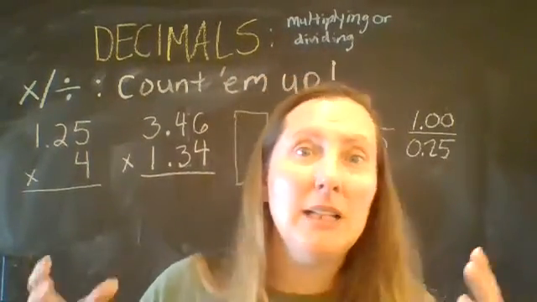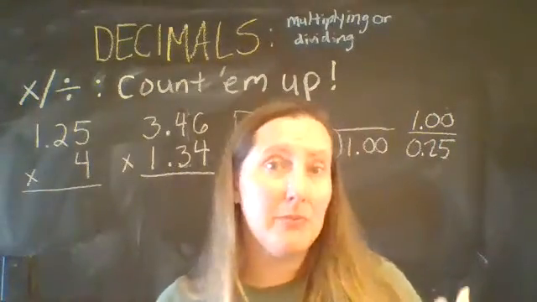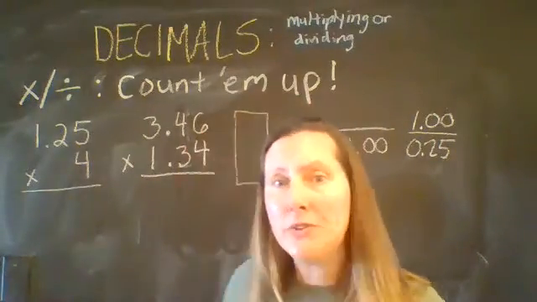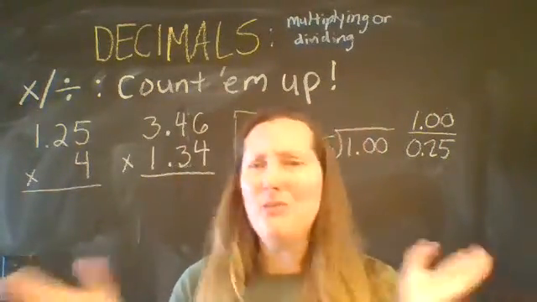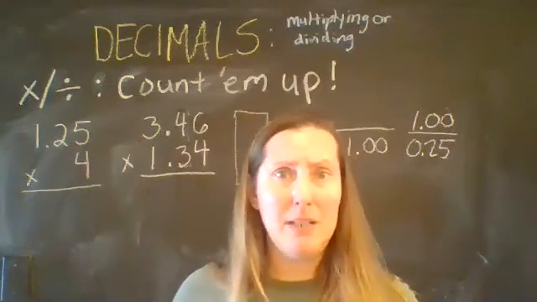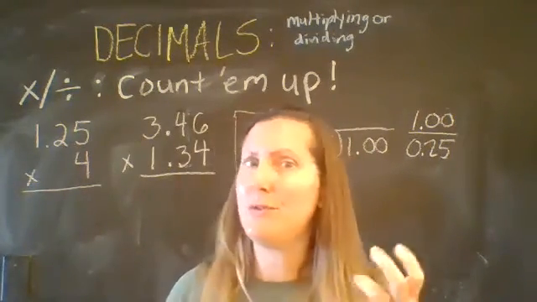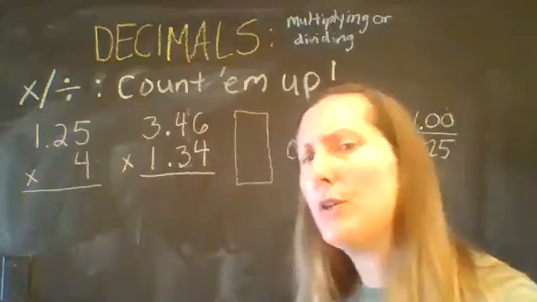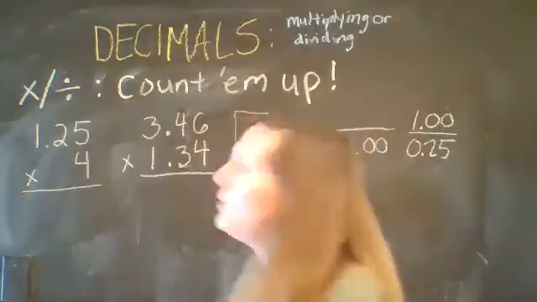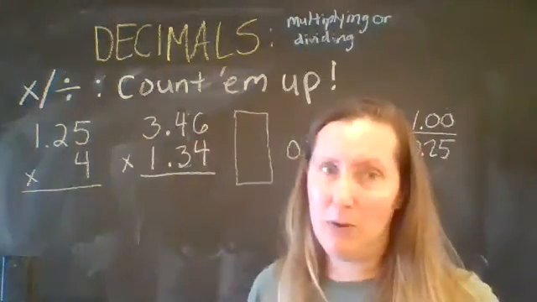Hi, scholars. So let's talk a little more about decimals. When you're multiplying or dividing, we don't have to worry about lining them up, because place value matters in a different way. So when multiplying or dividing, we don't line them up, we count them up.